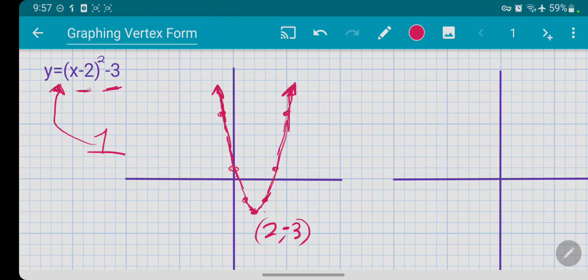Okay, so quick review. X-coordinate inside here, but backwards. Y-coordinate outside here, but not backwards. Speed of growth right there. Normal pattern for 1: 1, 3, 5, 7. Okay.